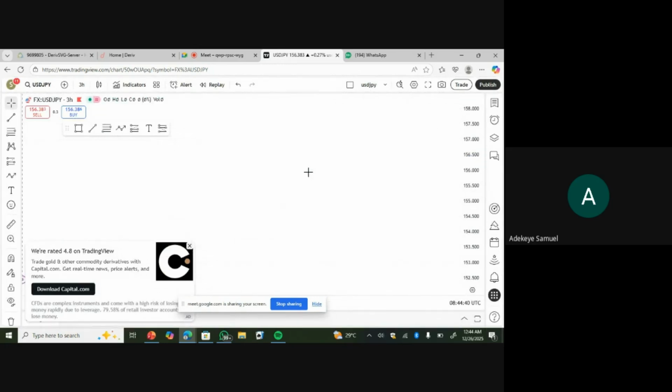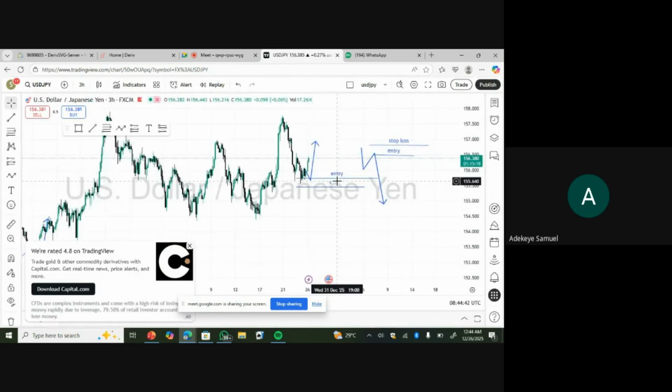That's clear. Okay. So here is your stop loss. It will be below, right? When you are selling, your stop loss will be what? Above. All right. Now, this stop loss will help you to reduce your what?